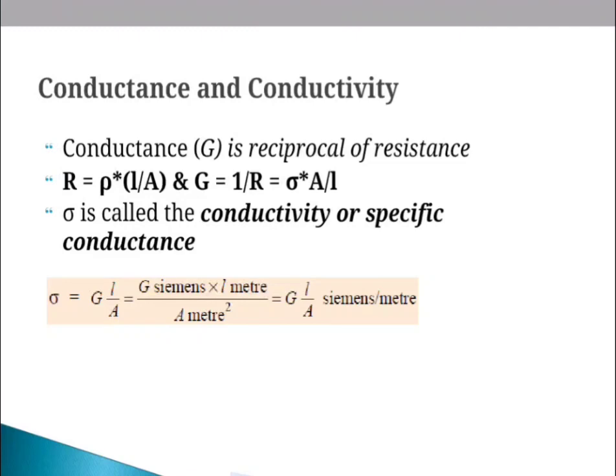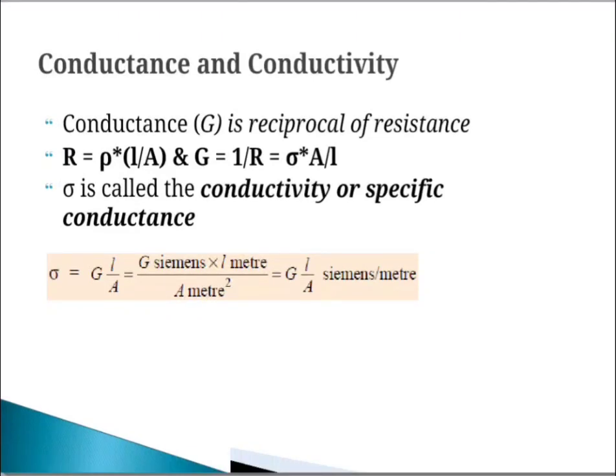Then we have to find the unit of conductivity or specific conductance. The unit of G is Siemens, L is length in meters, and A is the cross-sectional area in meter square. Therefore, the unit of specific conductance or conductivity is Siemens per meter.